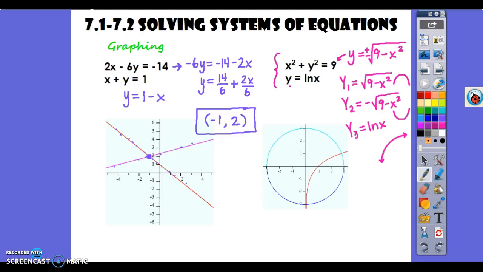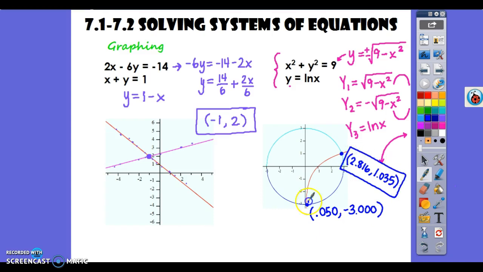So we've got these in different colors now, but these are the two solutions that we just found. That first one we found was at 2.816, 1.035. And this other one that the circle and the natural log had in common, it was really close to that asymptote, very close to 0.050 if you round it to 3, and practically at -3 up to 3 decimals. So we actually had 2 solutions to that system. There could be more, it just all depends on the shape of your curves, right?